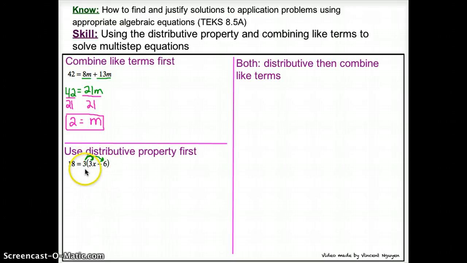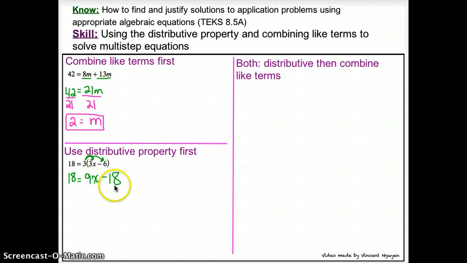But here you can see, after we've done that, we would get on the right hand side of the equation, 3 times 3x would give us 9x, okay, and then minus 3 times 6 will give us 18. Okay, that's what happens on the right hand side of the equation when we multiply by 3. 18 remains the same on the left hand side of the equation, so we just simply write it down.